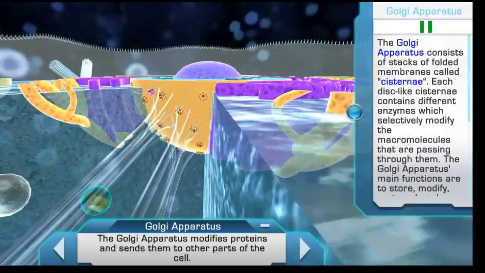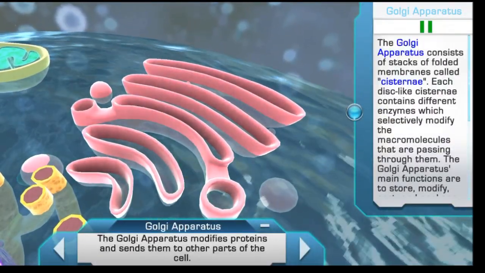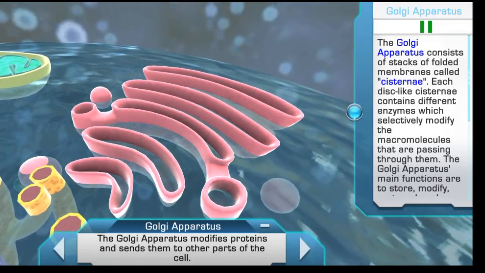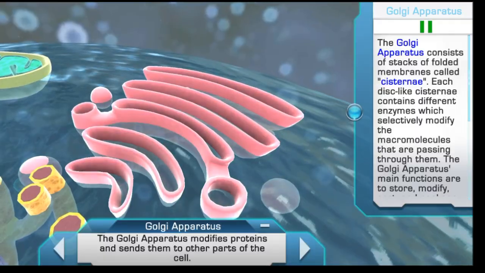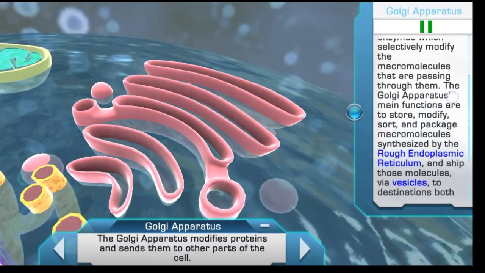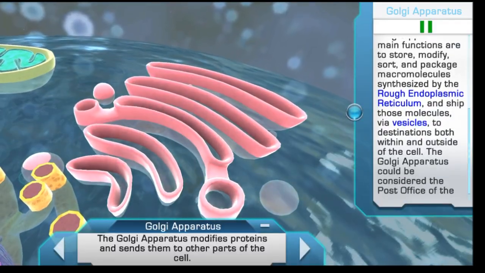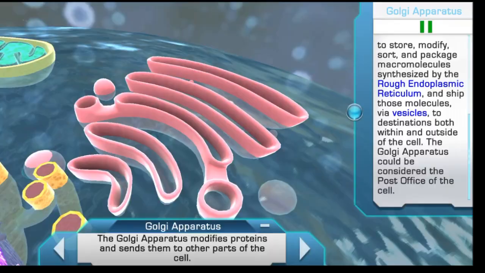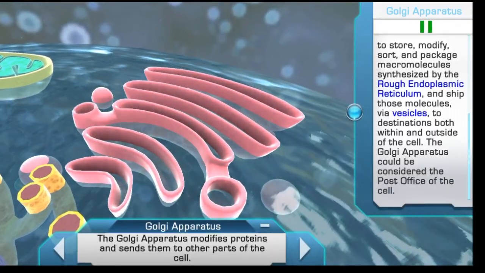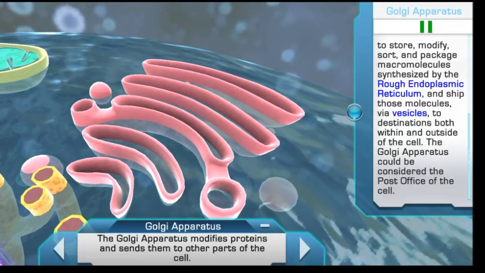The Golgi apparatus consists of stacks of folded membranes called cisternae. Each disc-like cisterna contains different enzymes which selectively modify the macromolecules that are passing through them. The Golgi apparatus's main functions are to store, modify, sort, and package macromolecules synthesized by the rough endoplasmic reticulum, and ship those molecules via vesicles to destinations both within and outside of the cell. The Golgi apparatus could be considered the post office of the cell.